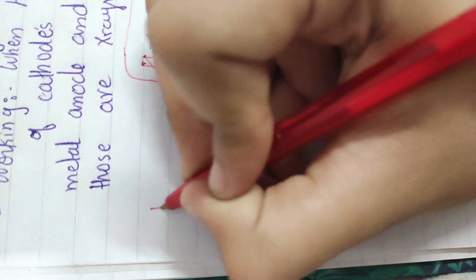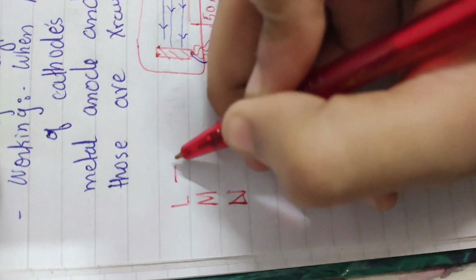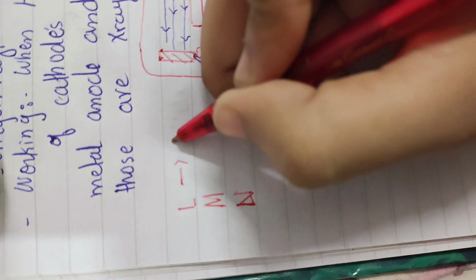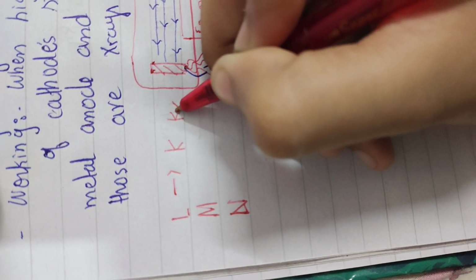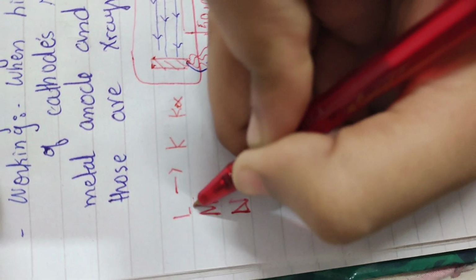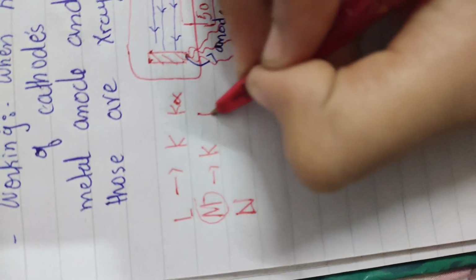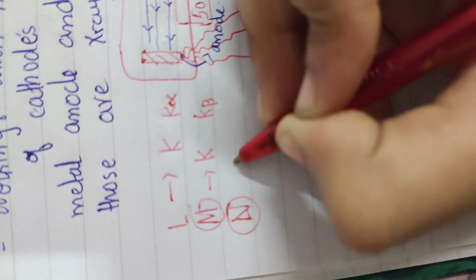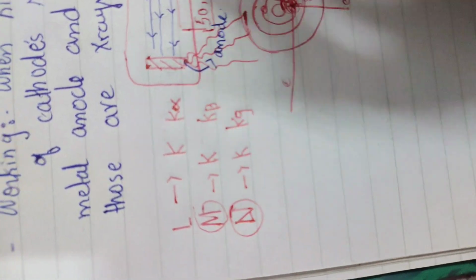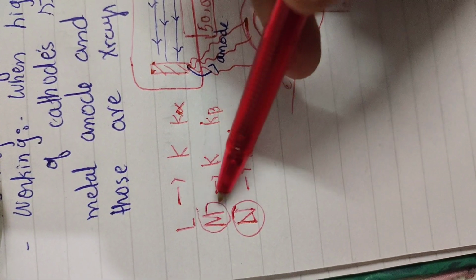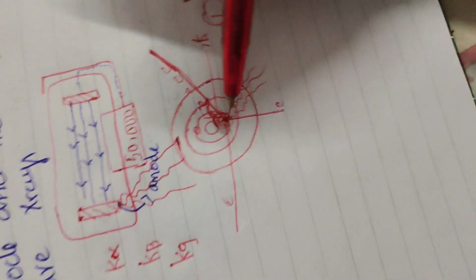So for example, L, M, N. When the vacancy of K is filled by L, that will be called K alpha. When M fills the vacancy of K, that will be called K beta. And when N fills the vacancy of K, that would be called K gamma. At a time, only one of these three shells, L, M and N, can fill the vacancy.